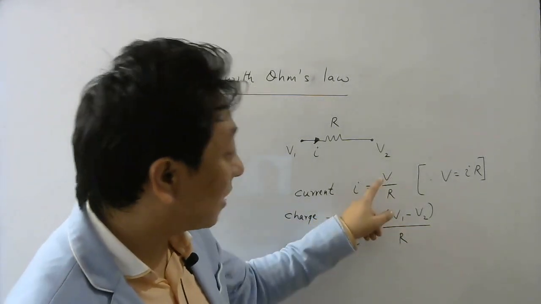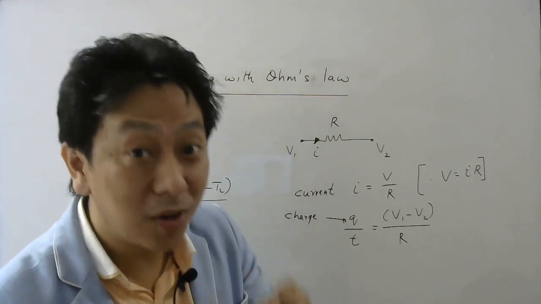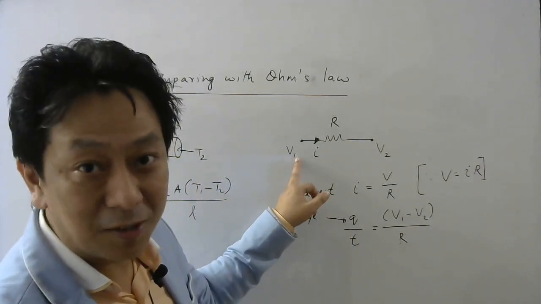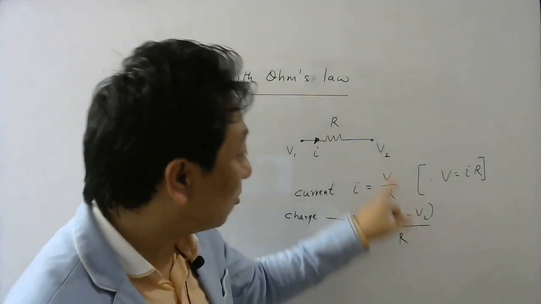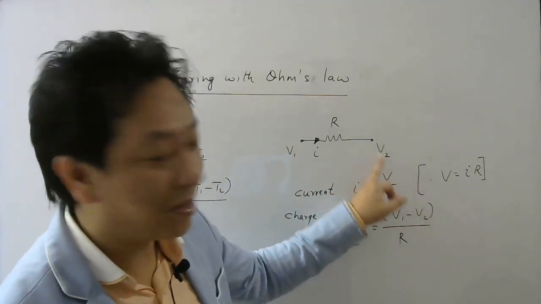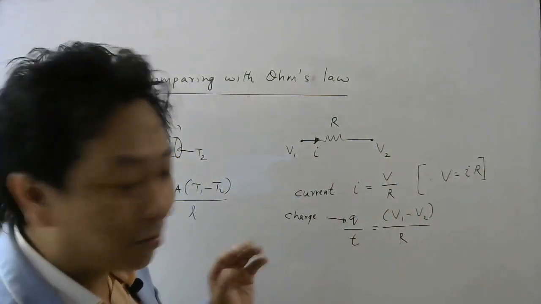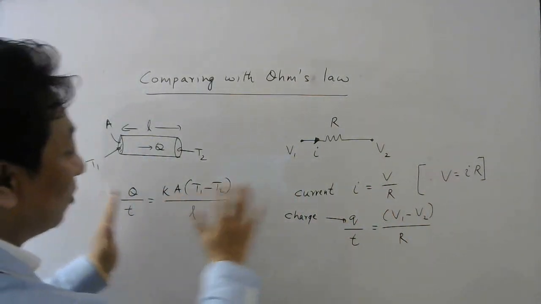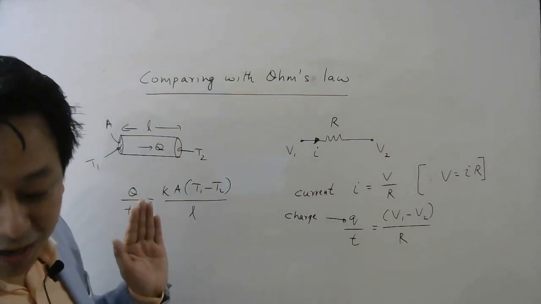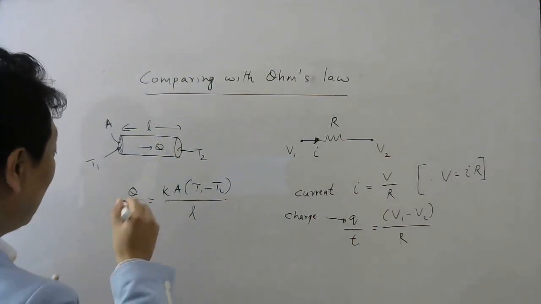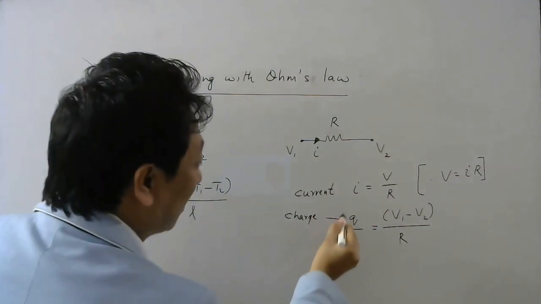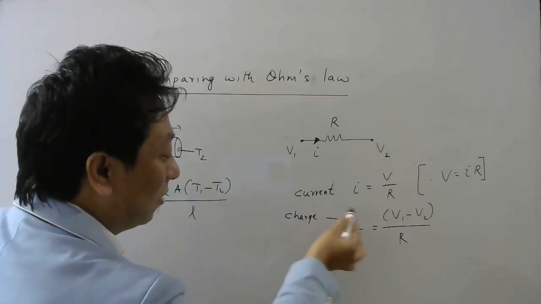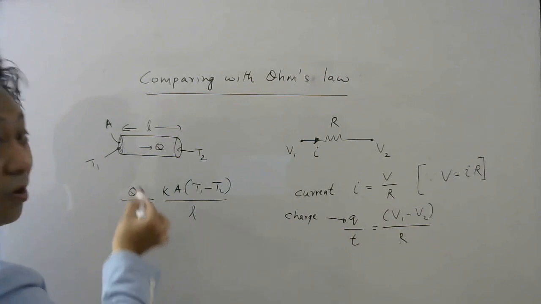And on the right hand side, this V actually is potential difference. So it is potential of the positive terminal of the battery minus potential of the negative terminal of the battery. So this is what we write as Ohm's law. Now compare this formula with this formula. On the left hand side, this is your heat, this is your charge, time. This is rate of flow of charge, this is rate of flow of heat.